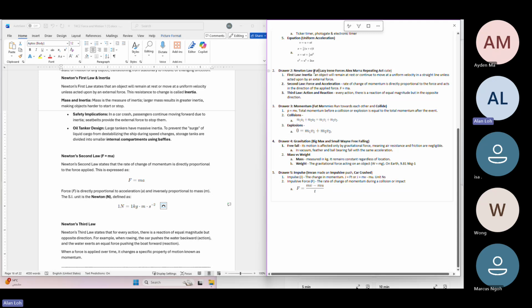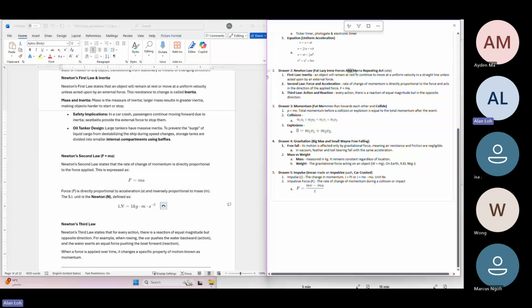So fat is representing the mass. Lazy is representing the object doesn't want to move, doesn't want to change the status, whether it's moving at a constant speed or static at one point. And Irene is inertia. So fat lazy Irene forces Alexa's mommy, right? So force and acceleration. That is forces, Alexa's. So force is force, Alexa is acceleration.